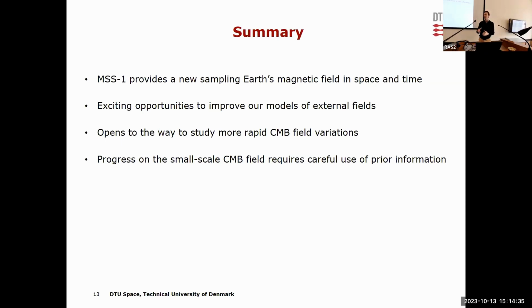I think there we have to collaborate with the physics and the dynamo simulations to try to work in parallel on that. So I'll leave it there.